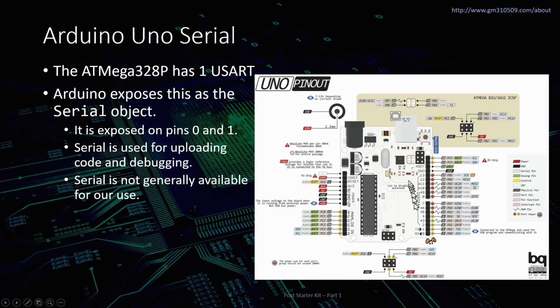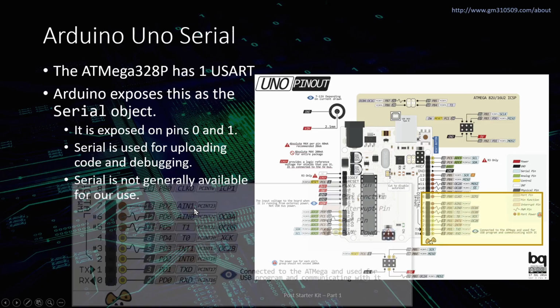This is still connected to that, so you can act as a gateway by having this empty. But that has very limited use cases, and I won't go into that. So generally on the Uno, Serial is not available for us to use, except for that one scenario where I showed you earlier where we remoted into it from the tablet.